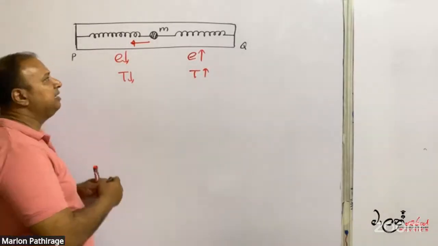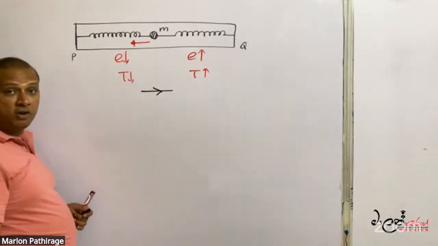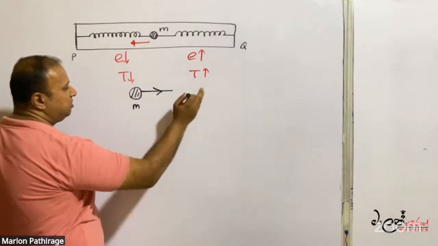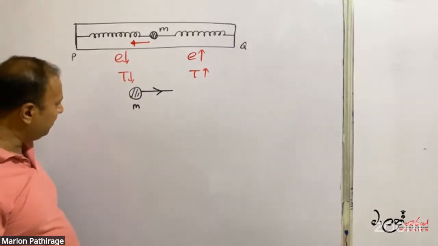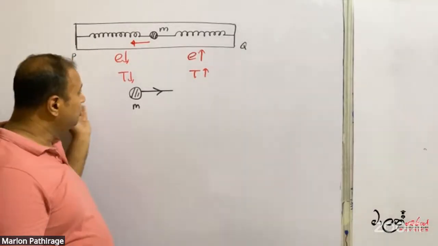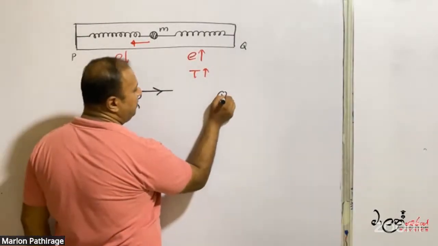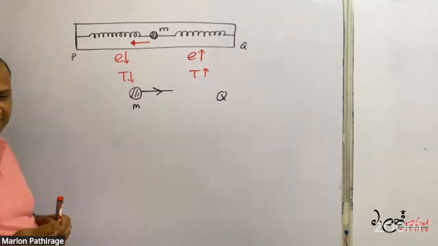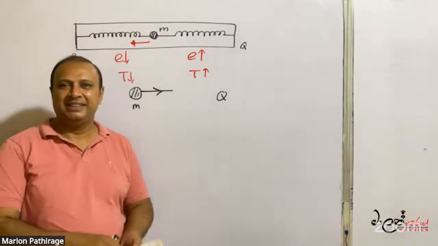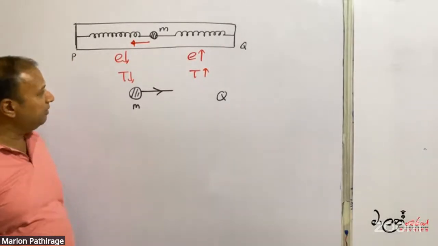That means there will be an unbalanced force on this object in this direction. Definitely there will be an unbalanced force into the Q side. That is the point.